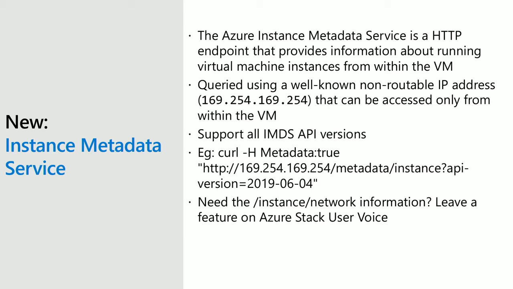And how do you really get that? You get that through instance metadata service. Instance metadata service is an HTTP endpoint, and it provides information about the running virtual machine instance. It can tell you a lot of things, and I'll show you a quick demo on that. But it is queried through a very well-known non-routable IP address, which is 169.254.169.254. So we will support all IMDS API versions in an upcoming release.